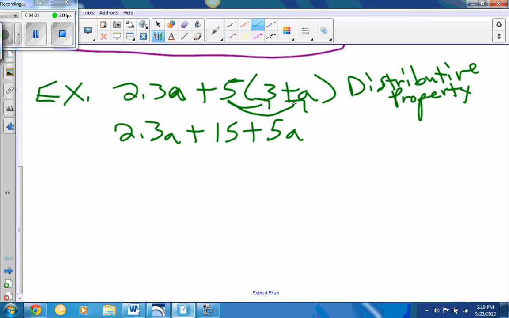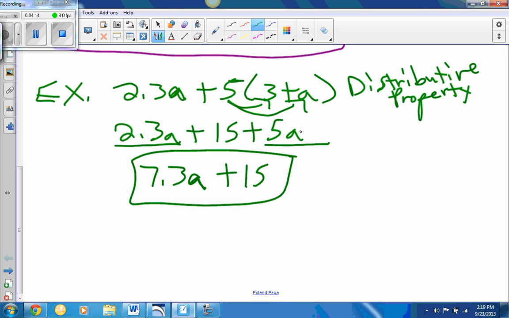So once I have the parentheses gone, I can go ahead and just look for like terms. I have a 2.3a and a plus 5a. So that's going to be 7.3a plus 15. I can't combine anything else, so I just leave it, and there's my answer.